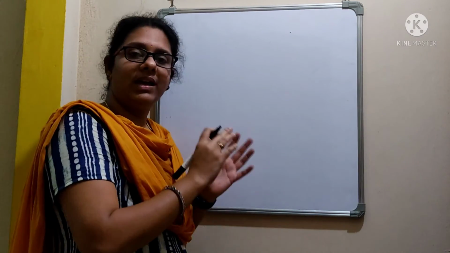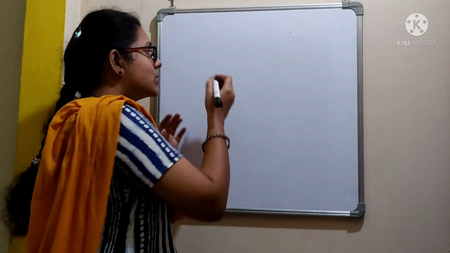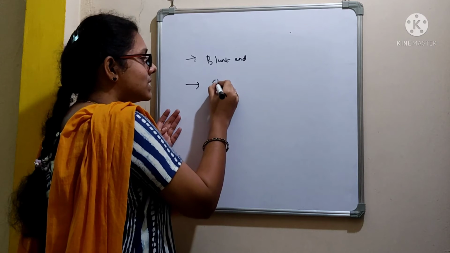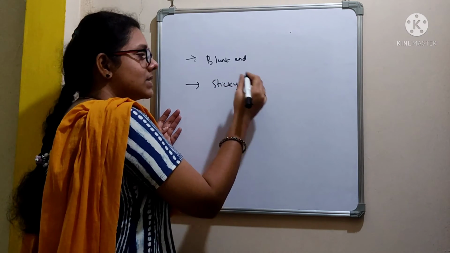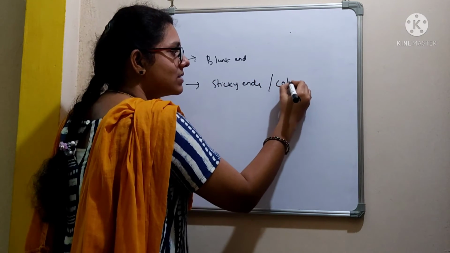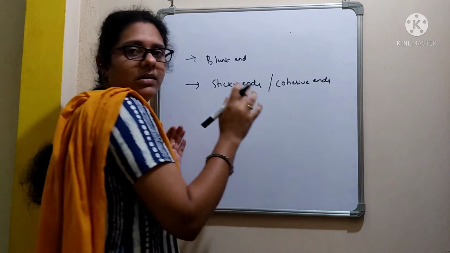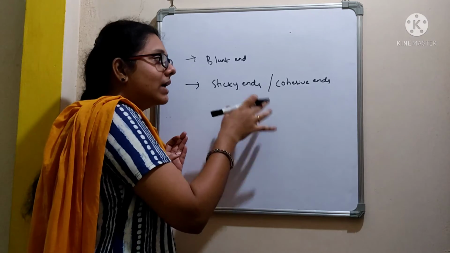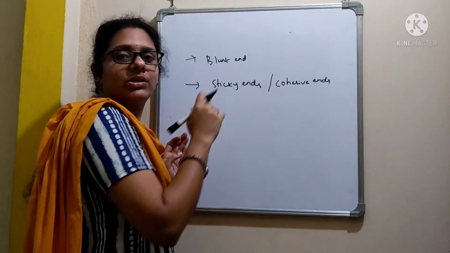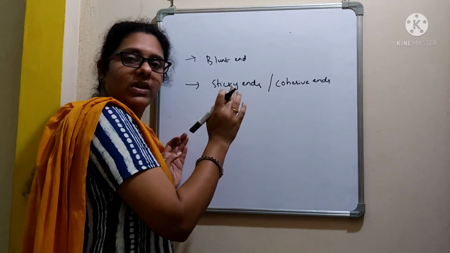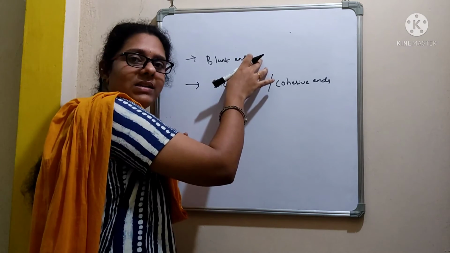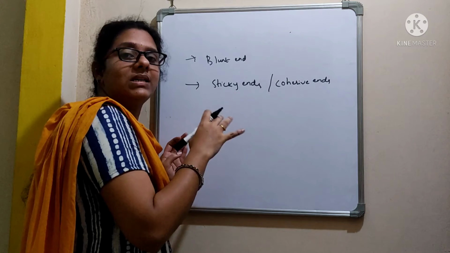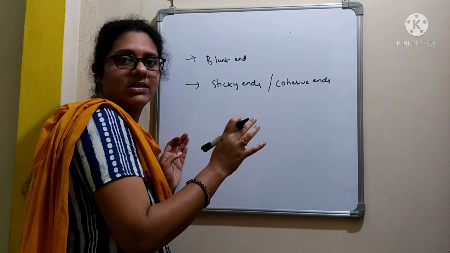When we treat DNA with the restriction enzymes, we may get a blunt end or we may get a sticky end. Sticky ends are also called cohesive ends. So the generation of blunt ends or sticky ends depends upon the type of restriction enzyme we use. Some restriction enzymes produce blunt ends and some produce sticky ends, because each enzyme will have a specific recognition sequence, right?